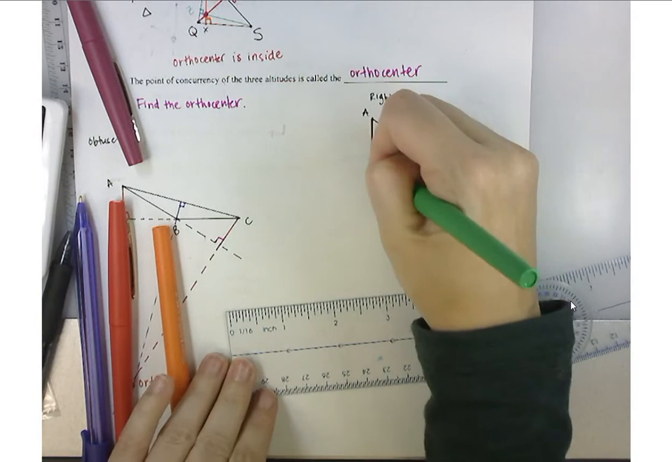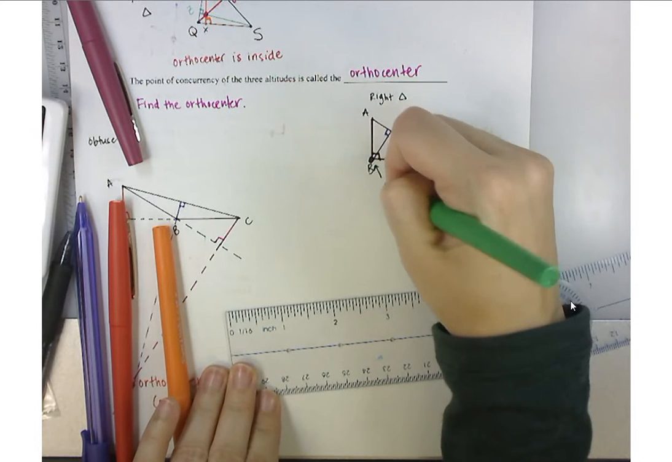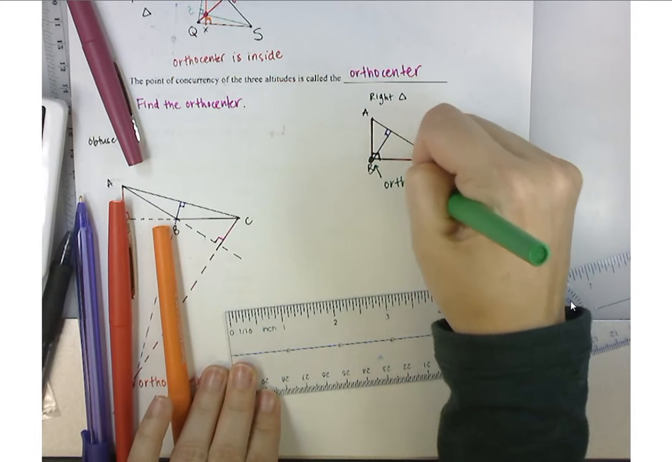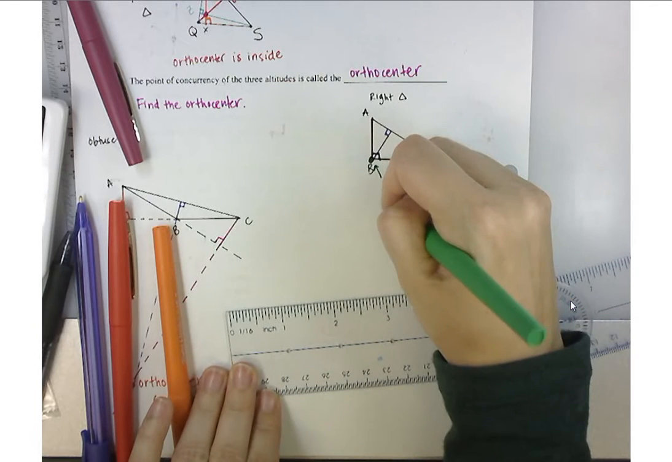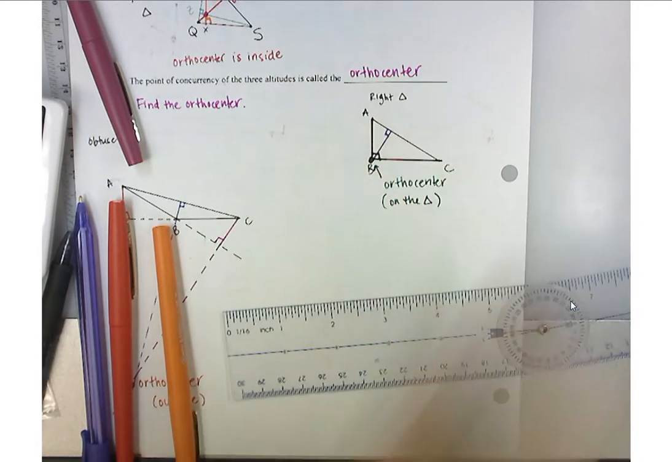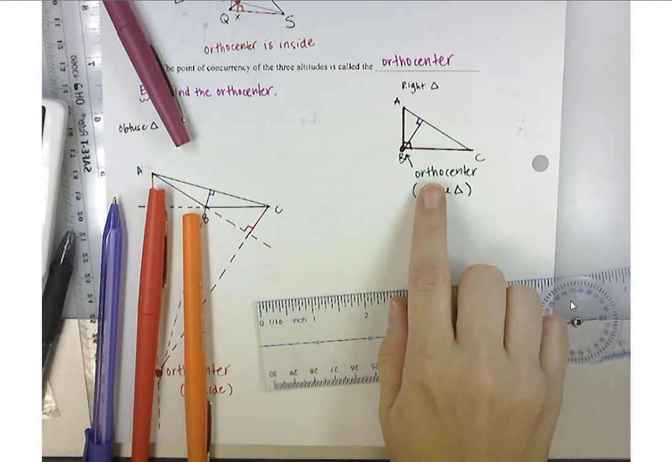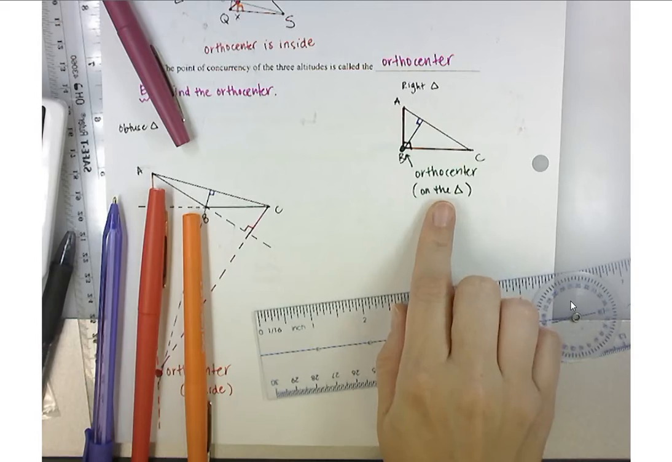Okay, so your orthocenter is B. Pretty neat. So for a right triangle, wouldn't it be where the 90-degree angle is? Mhm. Every time? Yep. Wow, that just makes life easy. Okay, and again that will be on the triangle.